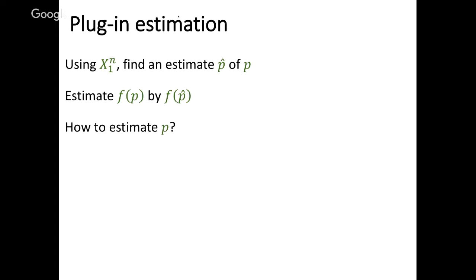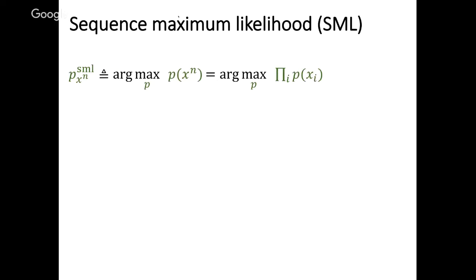Okay, so how do you estimate p? How do we get this estimate for p? How do we know what p hat is? The most popular estimation for p is what's called the maximum likelihood estimator. We call it the sequence maximum likelihood. And the way it works is the following. You take the sequence that you see, x to the n, and you find the distribution p that's going to assign the highest probability to the symbols that you see, x1 through xn.